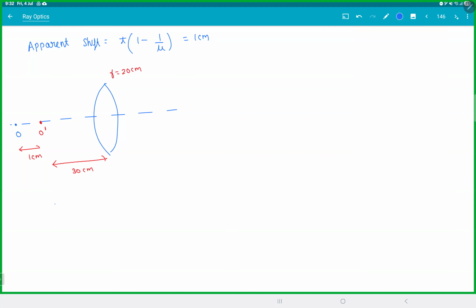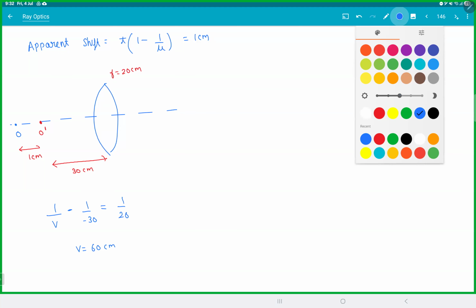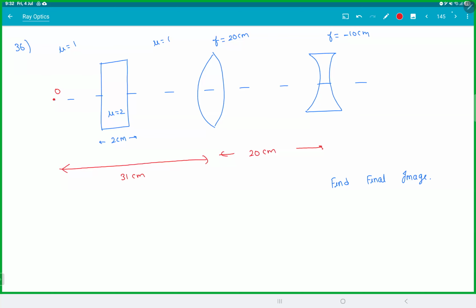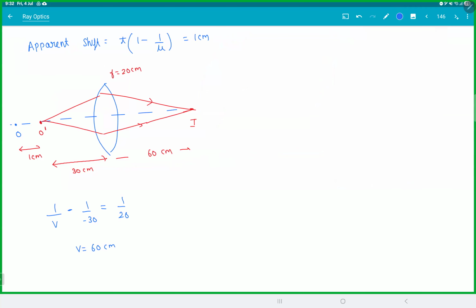If you apply the lens formula, 1 by V minus 1 by U, and 1 by F is already given, so you don't need the refractive index. How much is this? V will be 60 centimeters. Meaning these light rays from here are trying to meet at 60 centimeters. But the problem is there is a lens sitting at a distance of 20 centimeters. This is a virtual object.